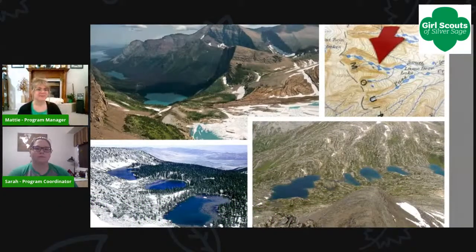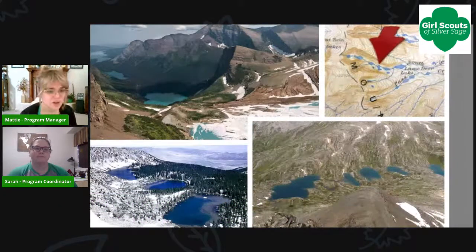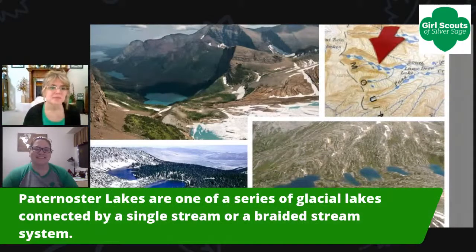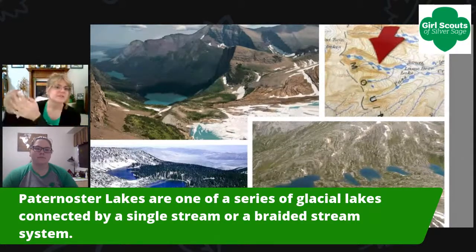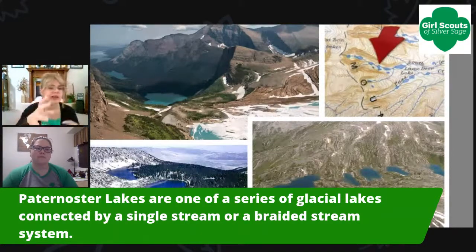These next ones are called Paternoster Lakes. And what's really cool about them is that as a glacier moves, it picks up debris and puts it elsewhere. It'll gouge out these giant holes in the ground that make these little lakes. So these lakes almost mimic the path of the glacier and are usually just left over meltwater from that area, but they are often in these chains of lakes.